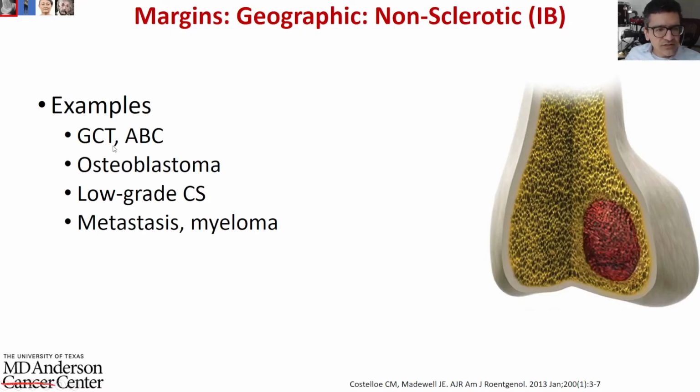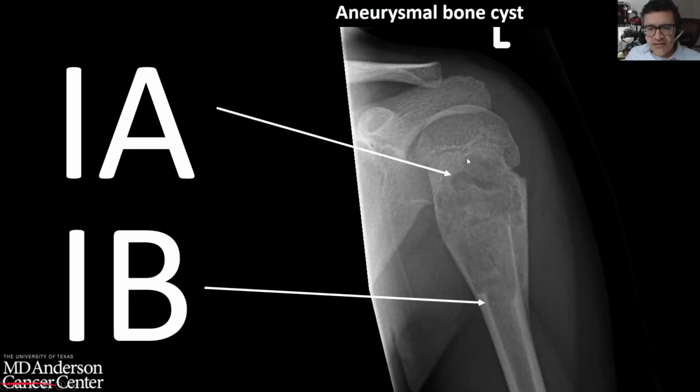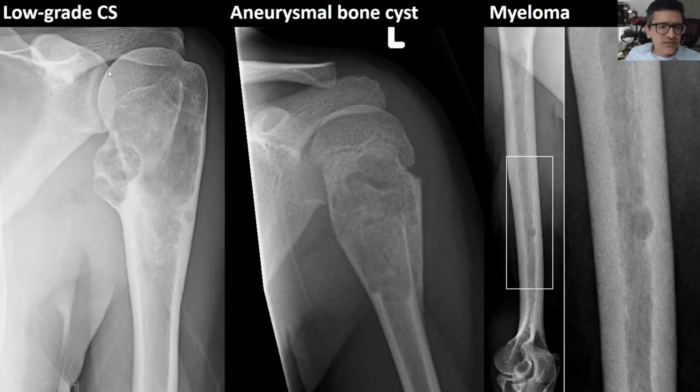Examples include giant cell tumor of bone, aneurysmal bone cyst, osteoblastoma, low-grade chondrosarcoma, and then here's where you start getting into more aggressive lesions like mets and myeloma. This is an ABC. You can see a 1A margin up here, well-defined sclerotic, and then well-defined non-sclerotic or 1B down here.